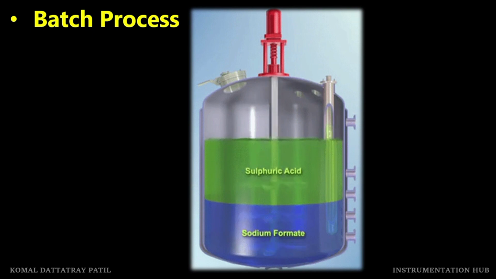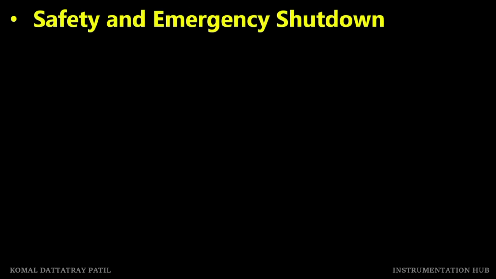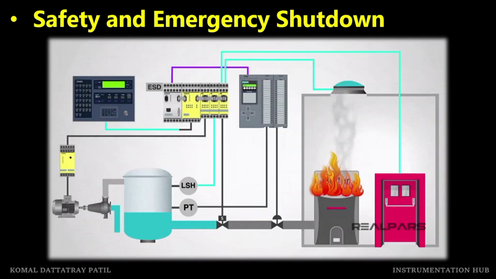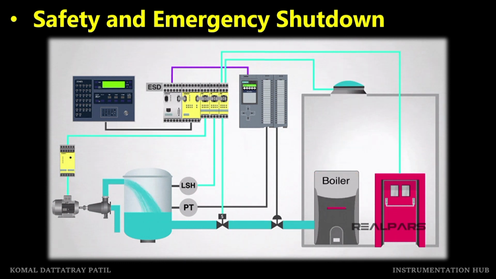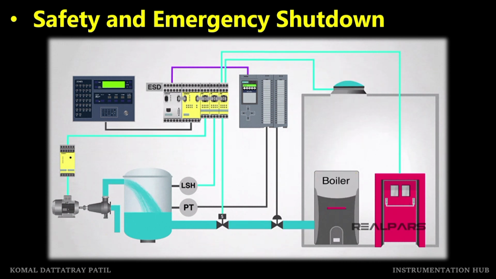The next important industrial application of the control valve is safety and emergency shutdown. Control valves are an important part of the safety systems and emergency shutdown systems, where they can be used to isolate or divert a fluid flow in case of abnormal conditions to prevent accidents and equipment damage. With such systems, you can protect your plant and the process.